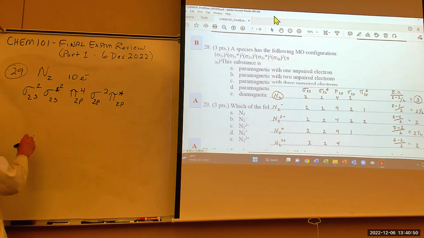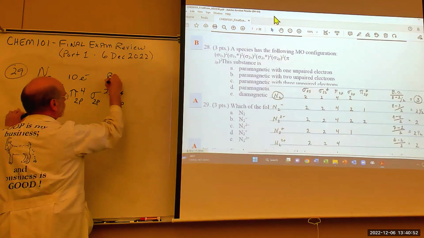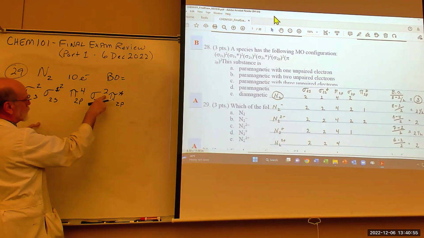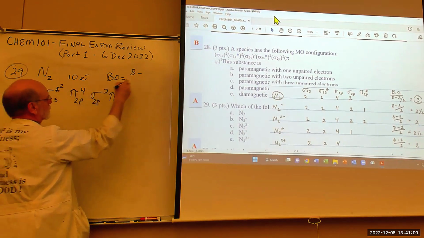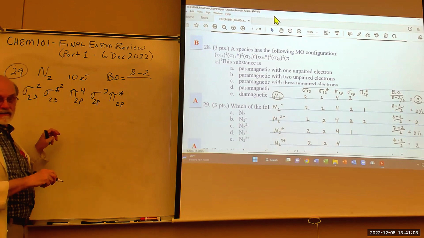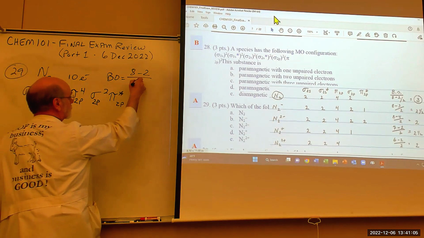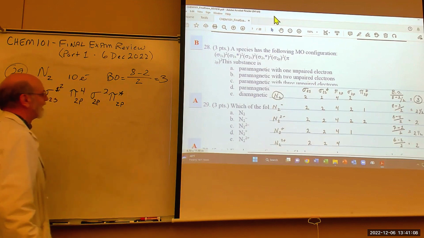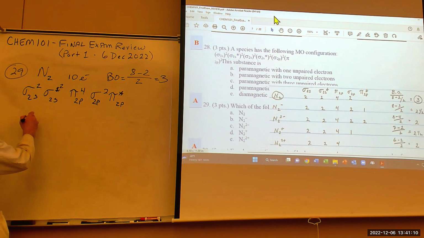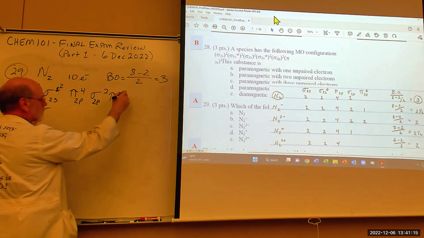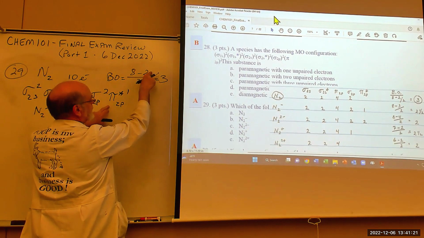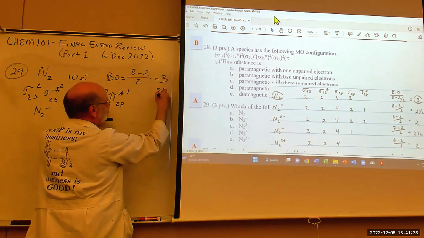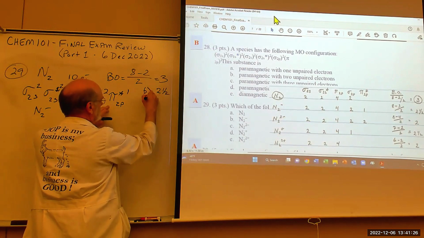Okay. So what's the bond order for this one? Bond order equals 2 plus 4 is 6, 7, 8, minus 2, bonding minus anti-bonding, divided by 2, which is 3. Okay, now if we go to N2 minus, where does that extra electron go? It goes right here, which increases this to 3 and decreases that to 2.5. So this is for B.